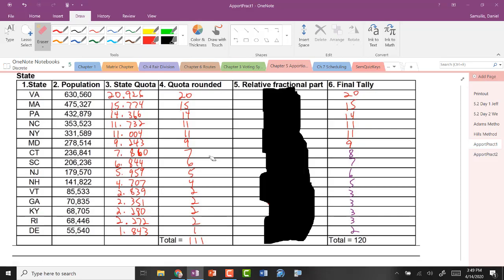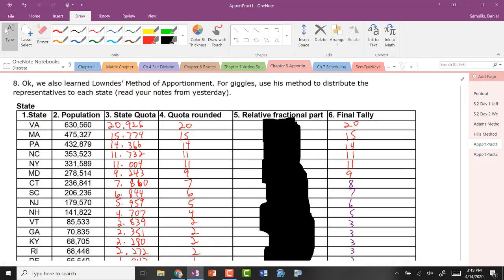He took what's called the relative fractional part. Can everyone say relative fractional parts? And it's the fractional part relative to what's already been given out as an amount of representatives. So I wanted to finish writing this down.